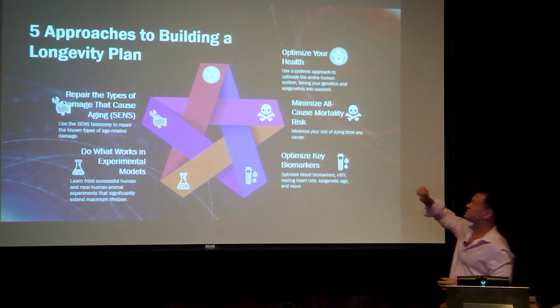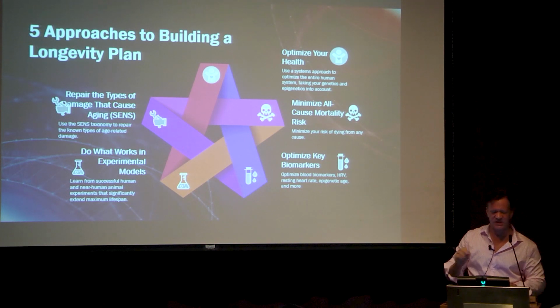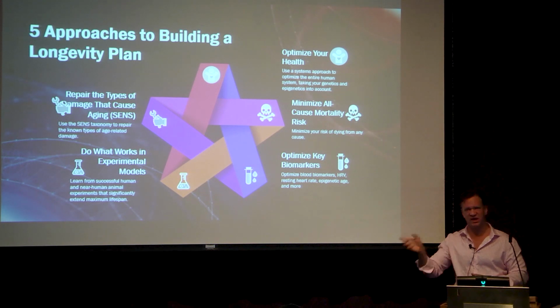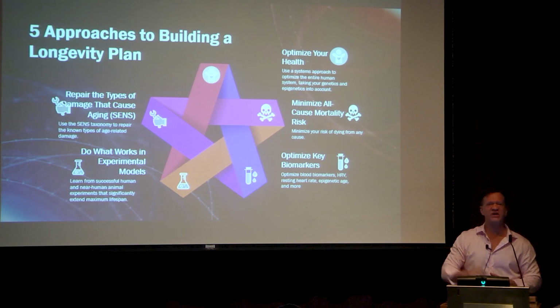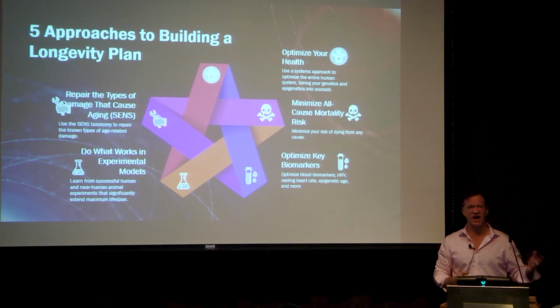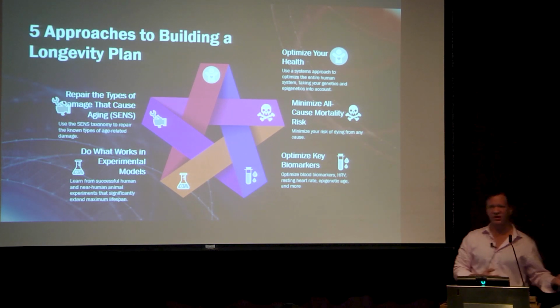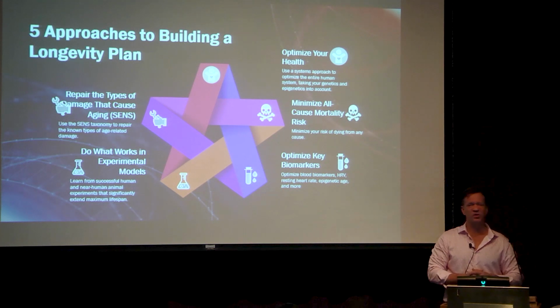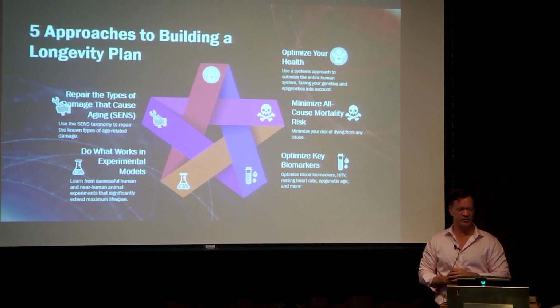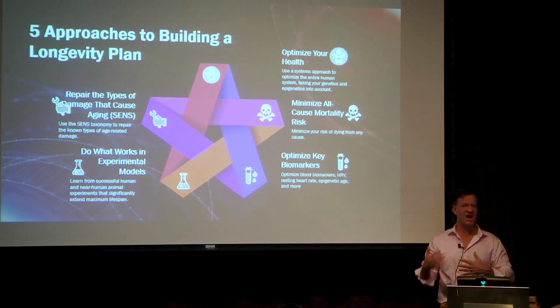So the 5 of these, starting from the upper right, optimize your health. Use a systems approach to optimize the entire human system, taking your genetics and epigenetics into account. And I'll talk about epigenetics in a second. Second one is minimize your all-cause mortality risk. That is, minimize your chance of dying for any reason. Third one is optimize key biomarkers. There are a ton of different biomarkers available, many of which correlate either with age or with mortality. And understanding those can really help you get control over what's happening in your body.